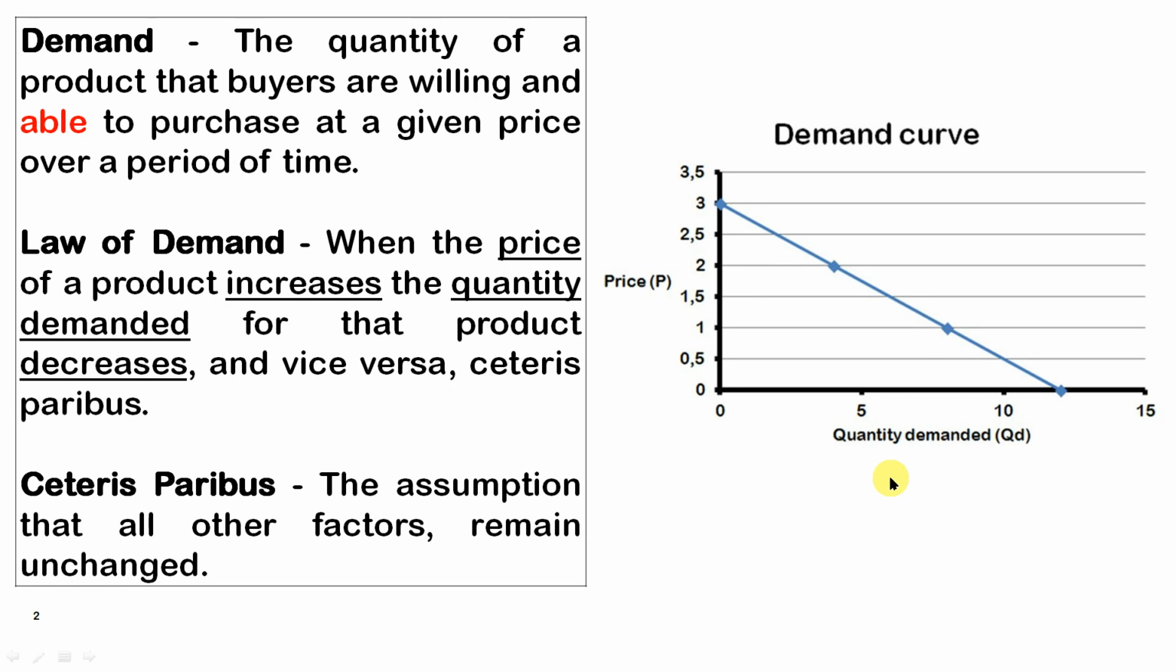Let's look now at this demand curve. On the vertical, or y-axis, we've got price P. On the horizontal, or x-axis, we have quantity demanded QD. The most important thing to notice about the demand curve is that it slopes downwards from left to right.